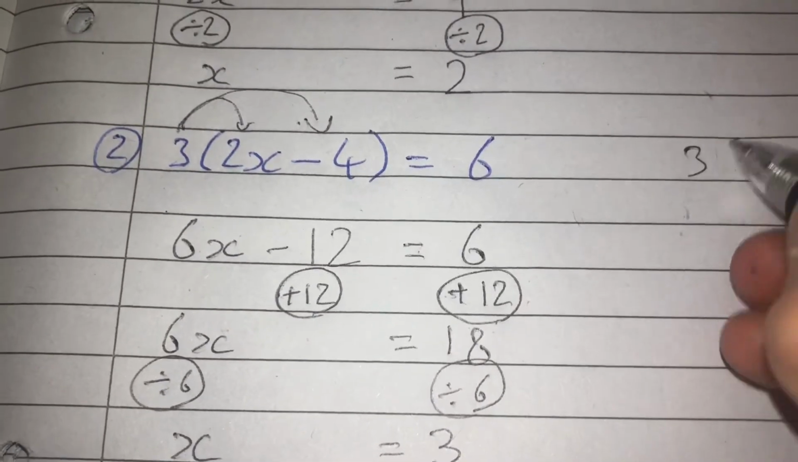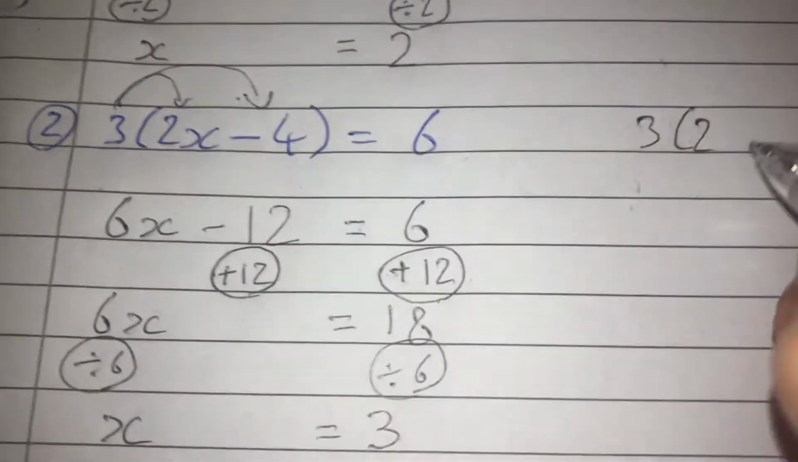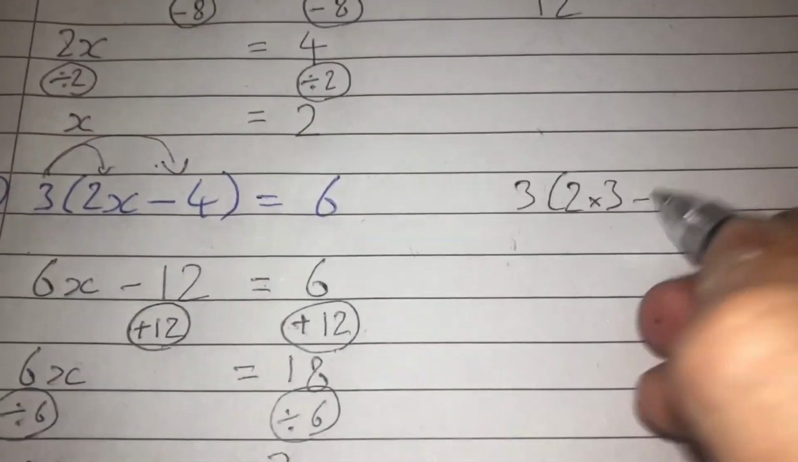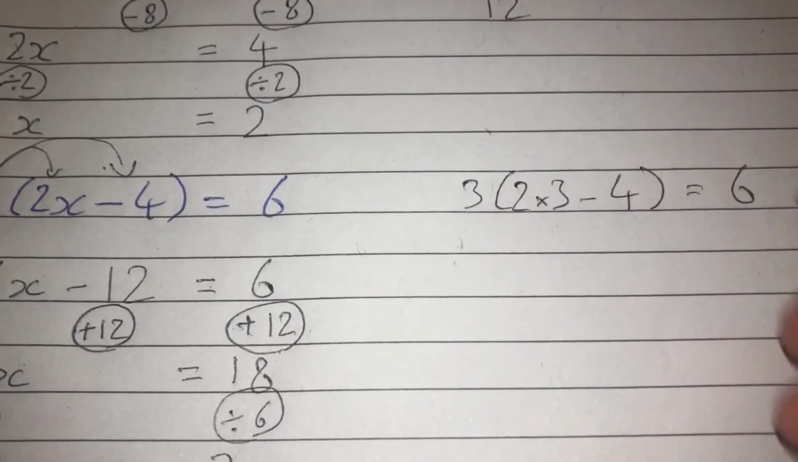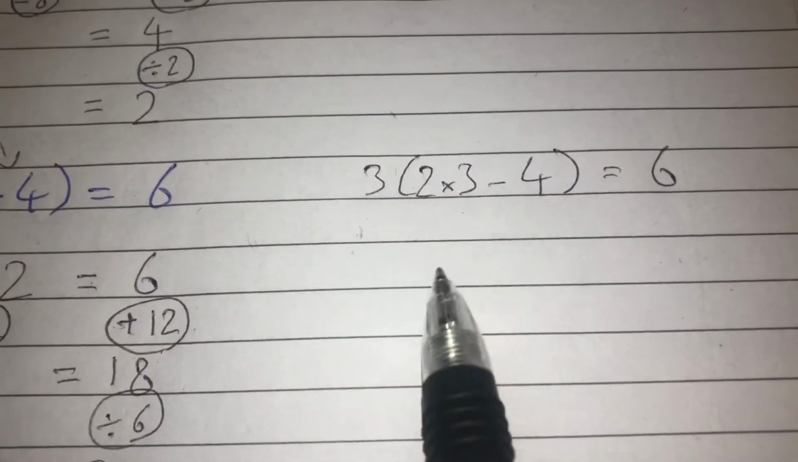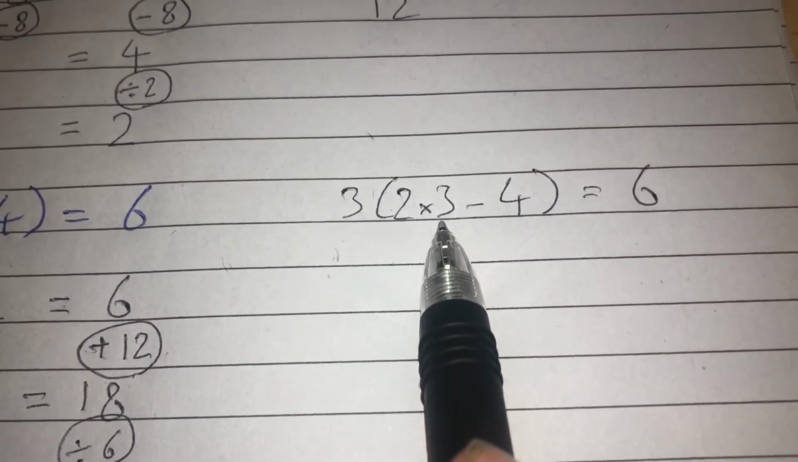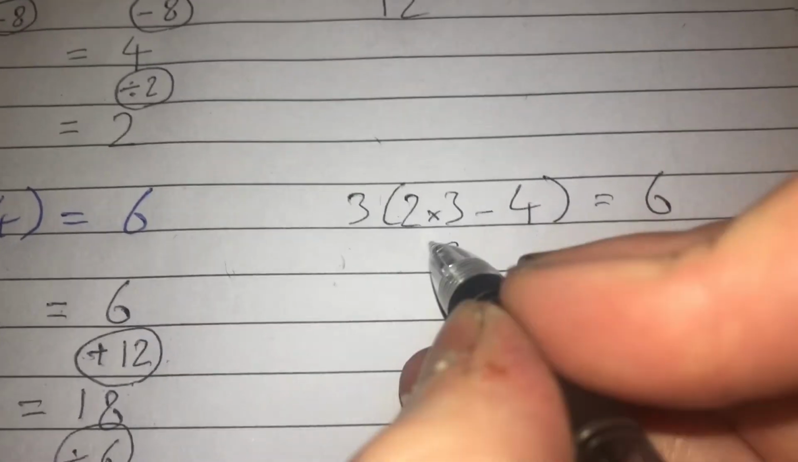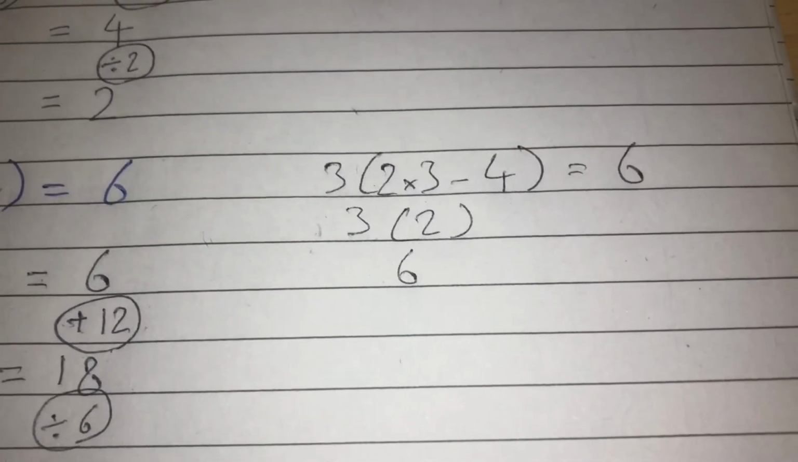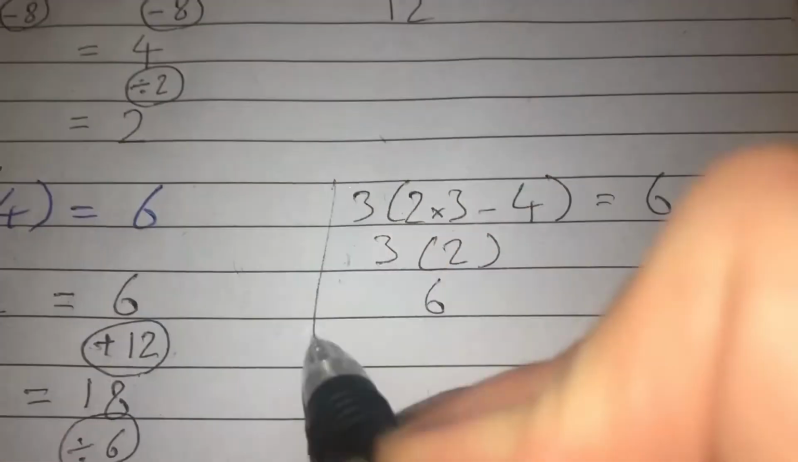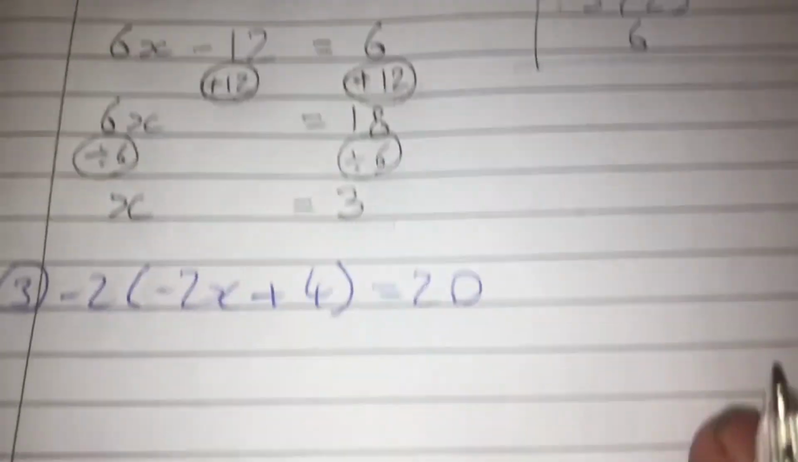Okay, so 3, 1, 2. X is 3 this time, so 2x. 2 times 3, take away 4. This should all equal 6. Okay? So, let's do what's inside the bracket first. 2 times 3 is 6, take away 4 is 2. 3 is outside the bracket, 3 times 2 is 6. So again, that makes perfect sense when I'm checking my answer. Okay, so x is 3 in that case.